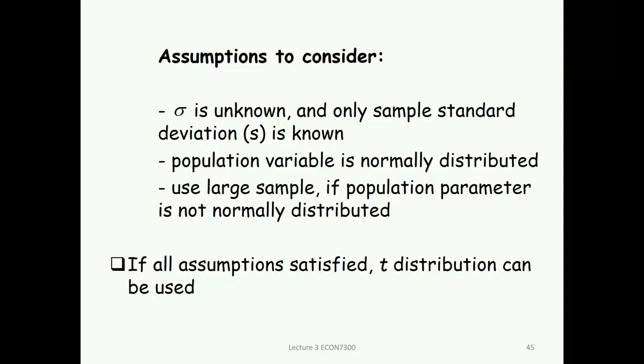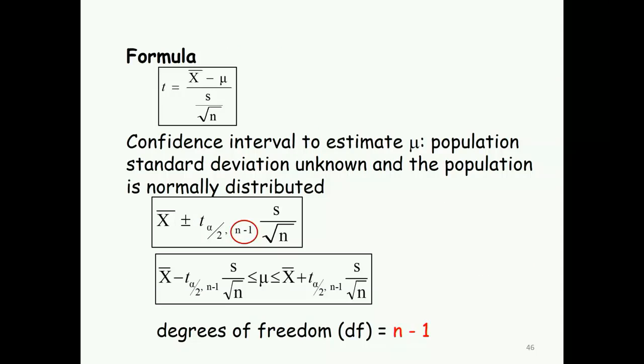So population unknown, variable normally distributed. If not, large sample size, 30 or above, the formula would be the same. The only thing here, we have to take into account the degrees of freedom. If you want to find this one, we need n minus 1 degrees of freedom. Sample size minus 1. That is what we call degrees of freedom. Here you don't have sigma, instead you have sample standard deviation, not population standard deviation. The table you will find, so this is the critical value, this is the standard error.